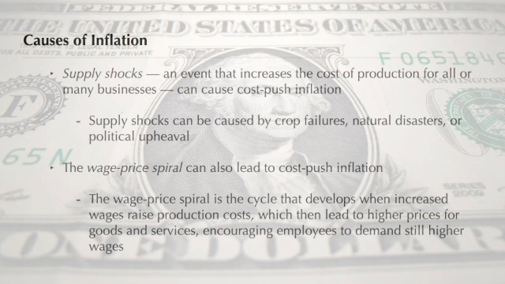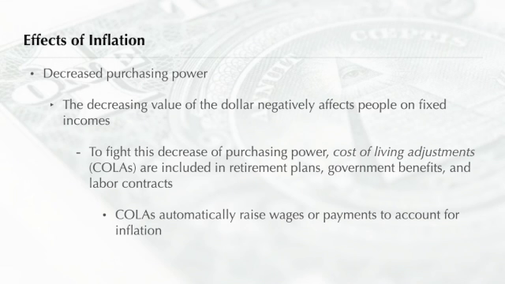The decreasing value of the dollar particularly hurts people on fixed incomes. As the value of the dollar falls, the purchasing power of people who rely on set pension checks or other fixed income decreases as well. To combat this problem, many labor contracts, government benefits, and retirement plans include cost of living adjustments, or COLAs. COLAs automatically raise wages or payments to account for inflation.